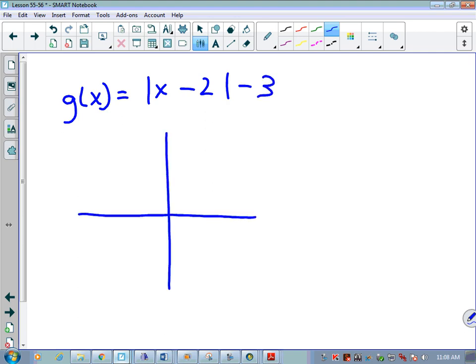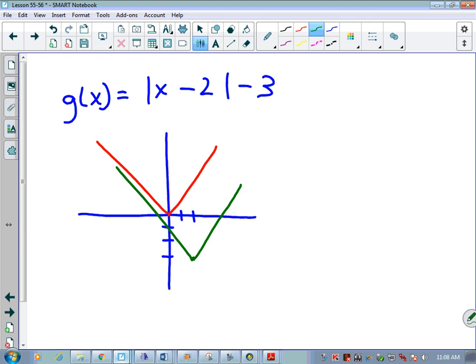So, let's see. The absolute value of x graph is going to look like this. So we're going to take that vertex, we're going to move it 2 to the right, 1, 2, and 3 down, 1, 2, 3. Okay, we're going to put that there. It should look like that. It should look like your green line.